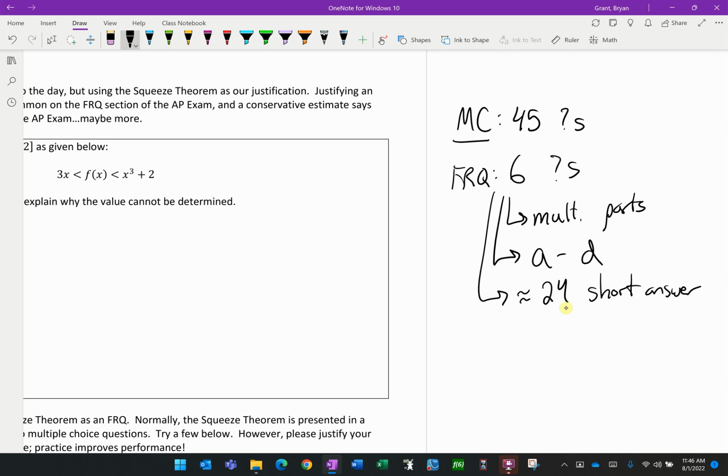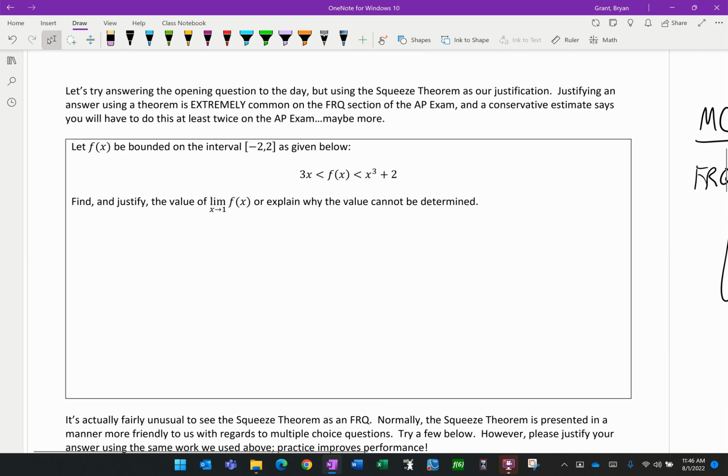Out of those 24, approximately 2 of them are going to ask you about theorems. Justifying a theorem is extremely important. Now, if it isn't a theorem and you're actually doing some math here, you are always expected to show a setup, what are you trying to solve, and an answer, what did you solve. Justifying a theorem is very similar.